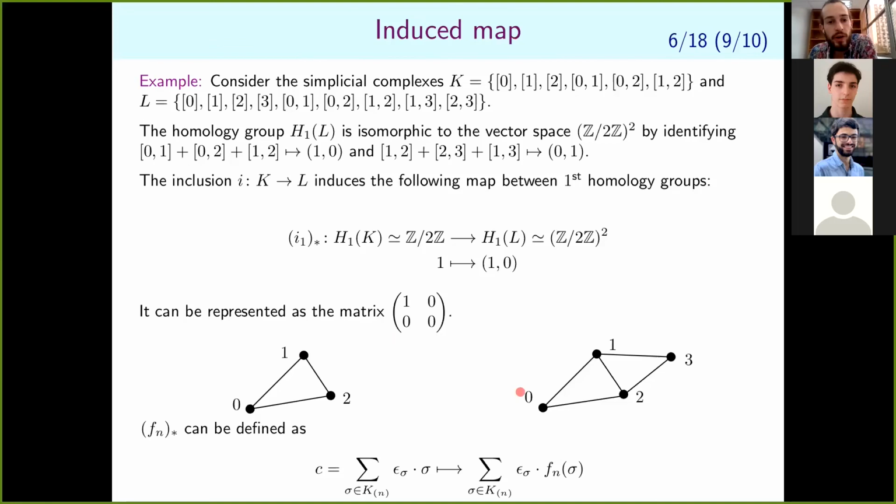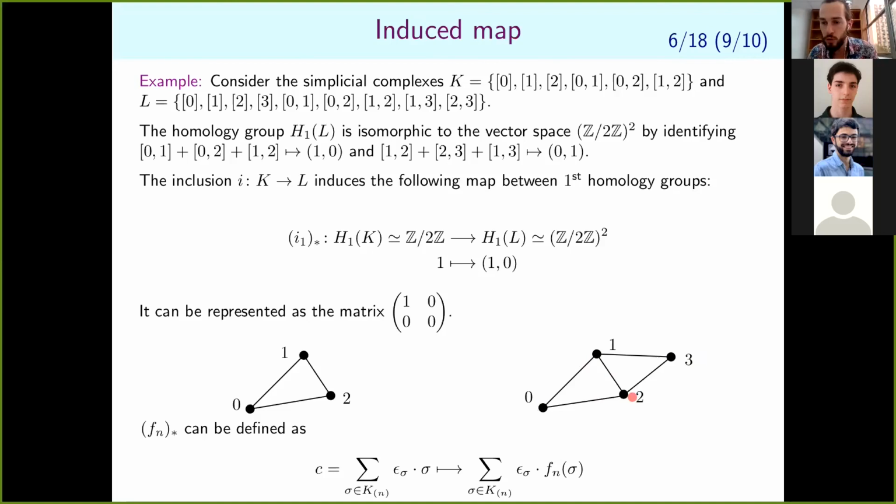So L is two triangles. I still consider the identity map, 0 to 0, 1 to 1, 2 to 2. Now, what is the first homology group of L? Well, you can prove that it's Z over 2Z squared. Its first Betti number is 2. This is because you can apply the algorithm or just understand that there are two cycles in this simplicial complex that are not equal up to a boundary.